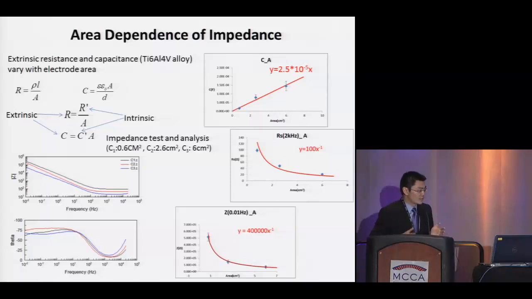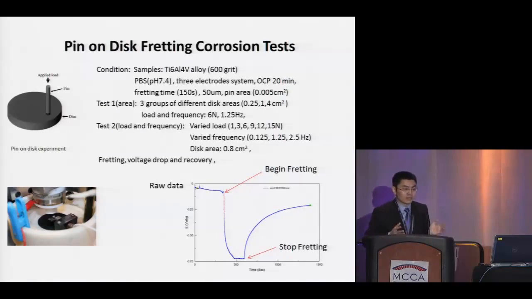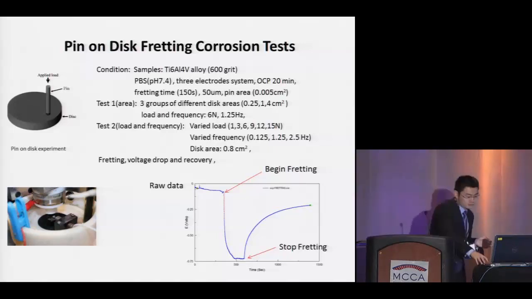From the impedance test and analysis, we can see that as area increases, the capacitance, which is C, increases linearly. However, the resistances show an inverse relationship with area. Then we conducted pin-on-disc fretting corrosion experiments to see how the voltage differs under different conditions. There are two groups of tests. For test 1, we choose area as a variable and fix the load and frequency. For test 2, we choose fretting load and fretting frequency as variables respectively and fix the disc area.